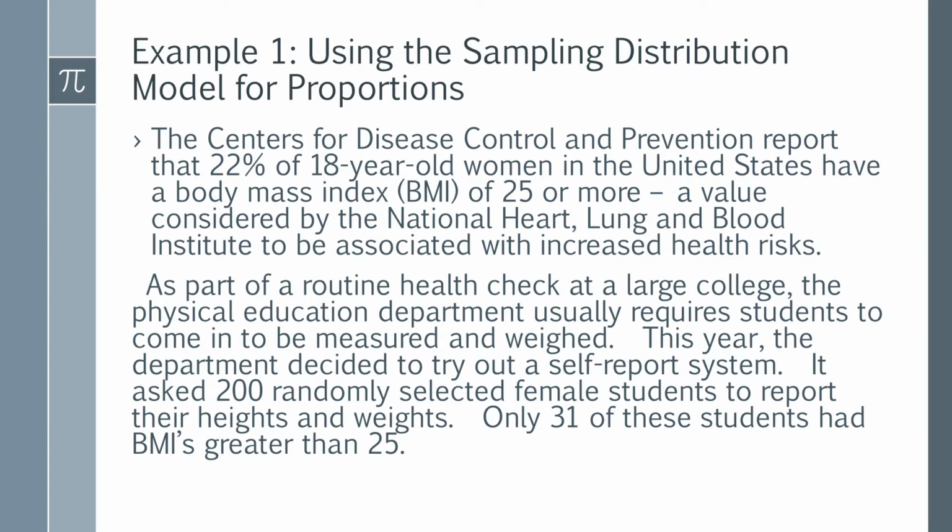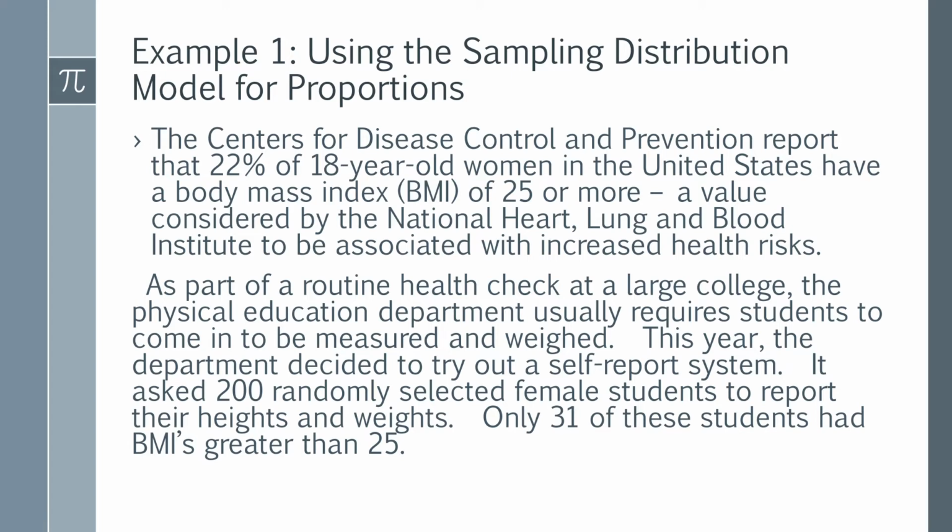Let's look at an example of using the sampling distribution model for proportions. The Centers for Disease Control and Prevention report that 22% of 18-year-old women in the United States have a body mass index, also known as a BMI, of 25 or more. That value of 25 or more is considered by the National Heart, Lung, and Blood Institute to be associated with increased health risks. As a part of a routine health check at a large college, the physical education department usually requires students to come in to be measured and weighed.